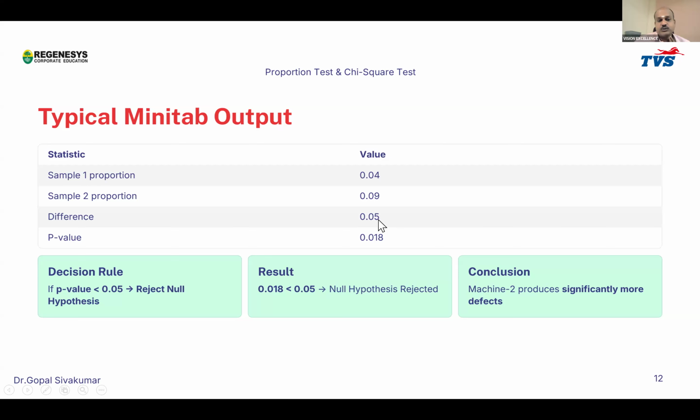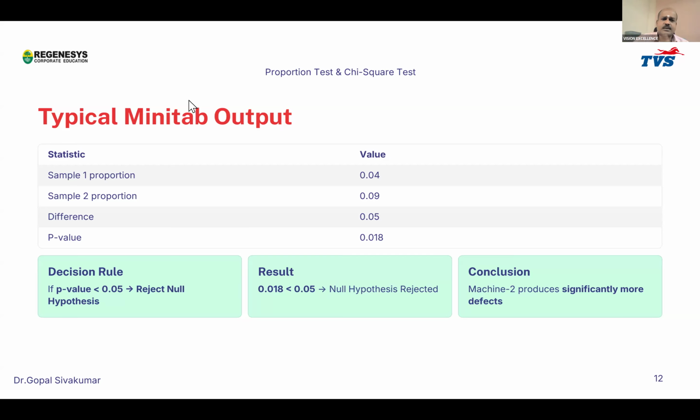Now the difference is 0.05. For the same situation, the p-value is 0.018. What do you understand out of the p-value now? Since the p-value is less than 5%, you have to reject the null hypothesis. Rejecting the null hypothesis means you can confidently say the alternate hypothesis is significant: machine 2 produces significantly more defects. You can discriminate machines, you can discriminate your suppliers, you can discriminate your team members, for the proportion or the percentage.